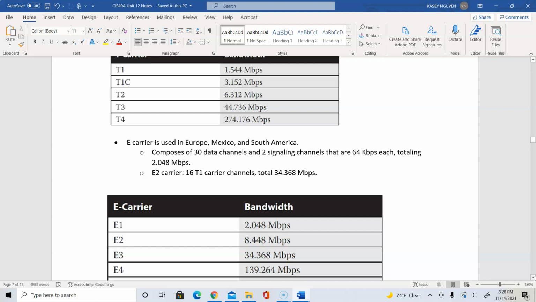So the E2 carrier would consist of 16 T1 carrier channels, which is equivalent to 34.368 megabit per second. Now, when you compare E1 to E2, E2 is quadruple the E1 and E3 is quadruple of the E2. So every time we would multiply that by 4 for the E carrier, and when you compare the E1 to the T1, the E1 is almost double the T1, and E2 would then be 16 times of the T1.